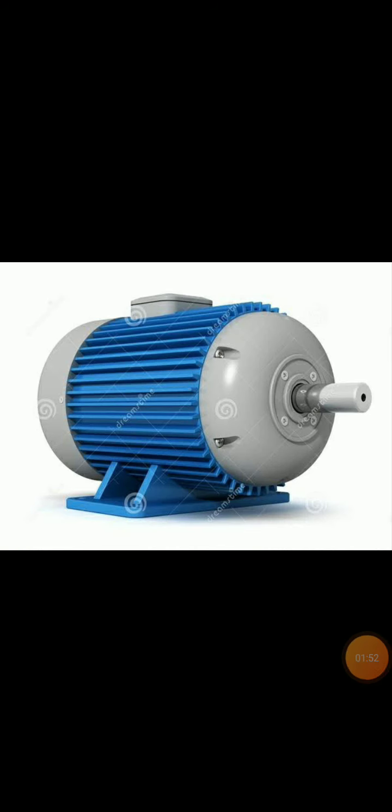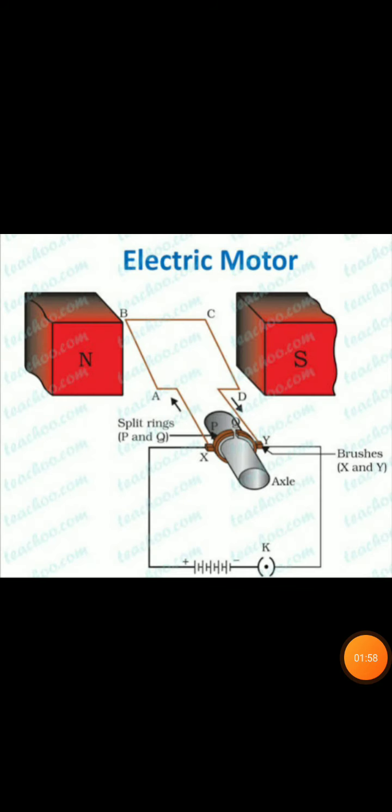But have you ever thought how an electric motor works? So, now let us understand how an electric motor works. Here is the simple diagram of an electric motor. Now, let us first see what the components of an electric motor are.